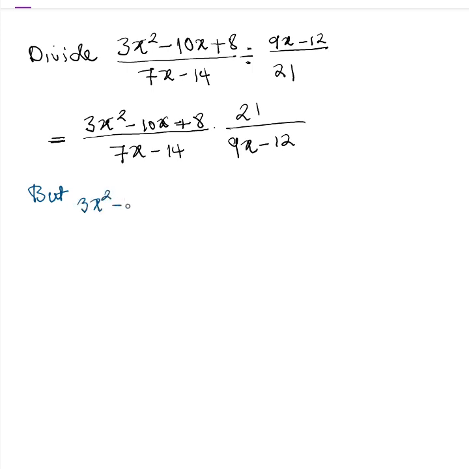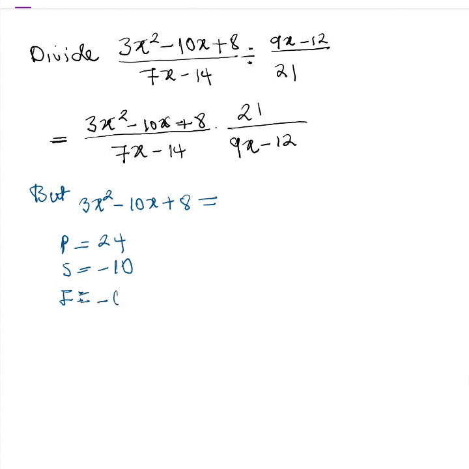Next thing is factorization. First, I have 3x squared minus 10x plus 8. What is the product? 24, that is 3 multiplied by 8. Then the sum is negative 10, the coefficient of x. Then what about the factors? 6 and 4, both negative. So you need negative 6 and negative 4. So we can write negative 10 as the sum of these numbers.